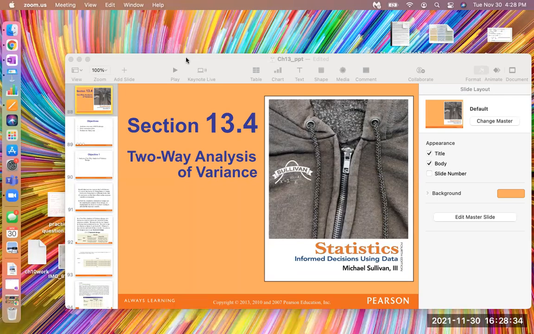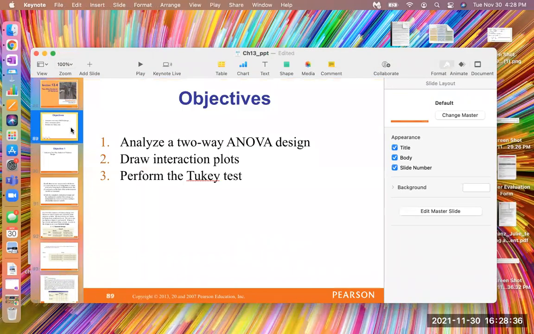So this is two-way ANOVA. And like I said, we want to analyze a two-way ANOVA design and understand how this is set up. And I want you to understand an interaction plot that we're going to talk about, and then perform a Tukey test.